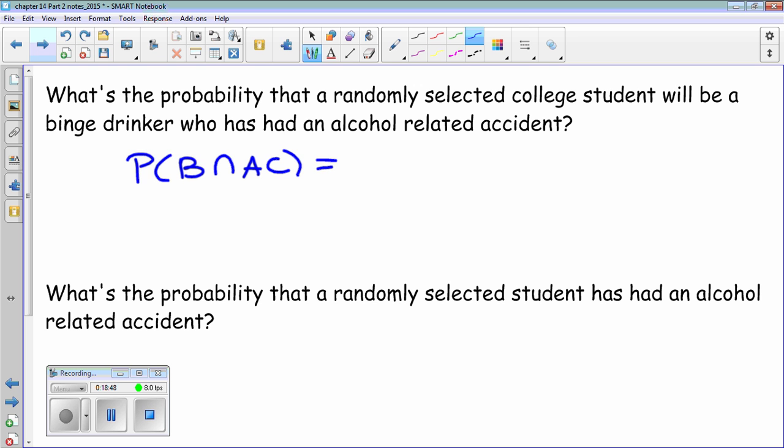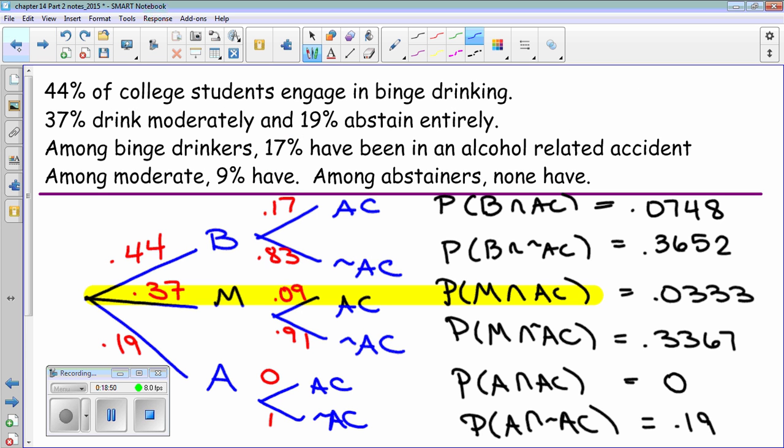Matthew? Binge drinker and accident is 0.0748. Okay, we've already found that number, right? This is here. So 0.0748.